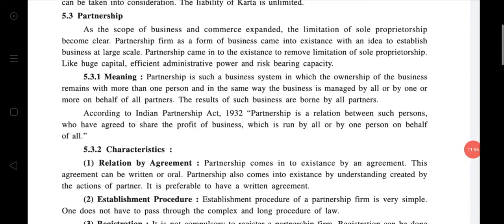And now the characteristics of a partnership firm. But the first paragraph on partnership is also important. Just read it: why did the partnership come into existence? The main reason is to remove the limitations of sole proprietorship, such as huge capital, efficient administrative power, and risk-bearing capacity. These are all limitations of sole proprietorship, and in a partnership we can remove all these limitations.